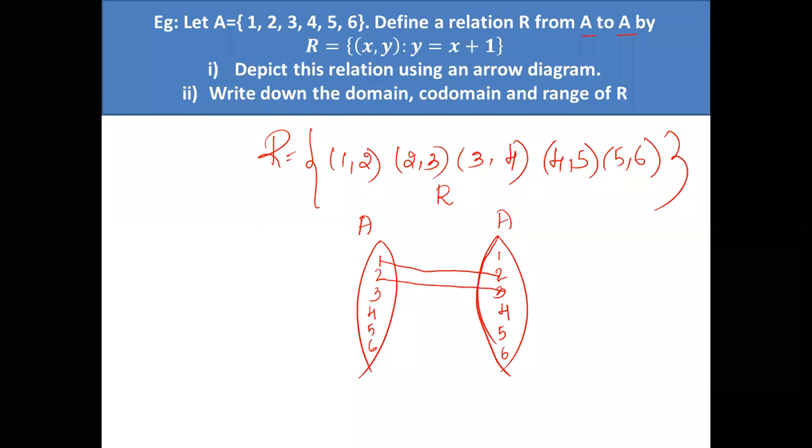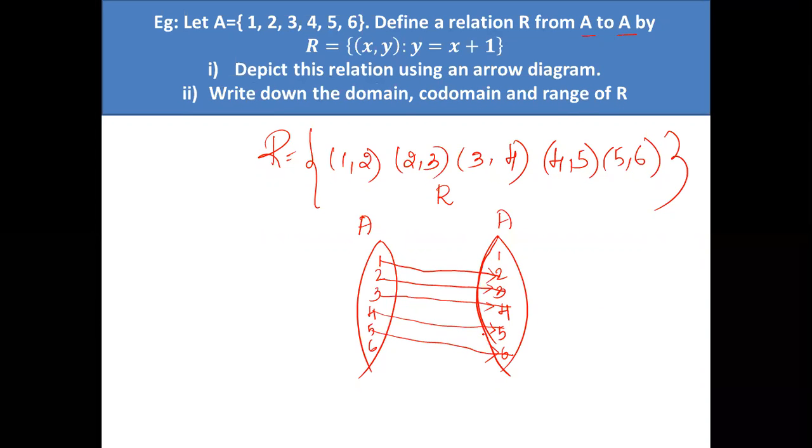You have to map 2 to 3, and then 3 to 4, 4 to 5, 5 to 6. So this is the arrow diagram. Okay? You should put an arrow diagram, meaning you have to draw arrows. Okay, so this is the arrow diagram. Arrow diagram is done.